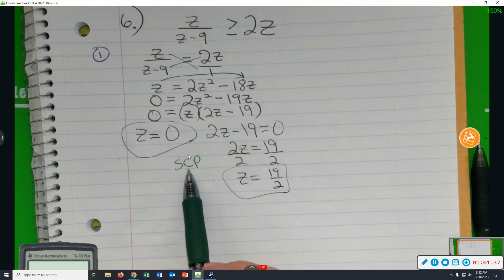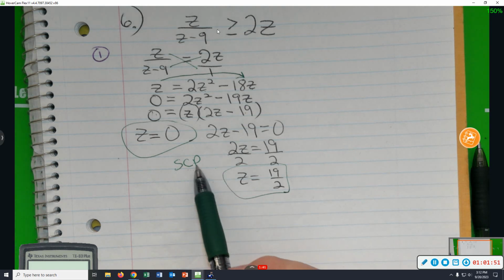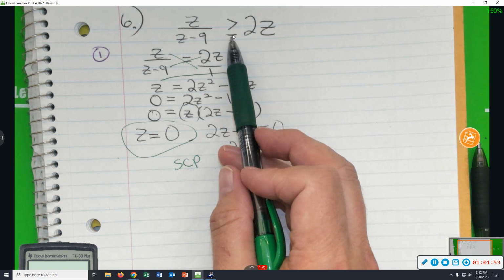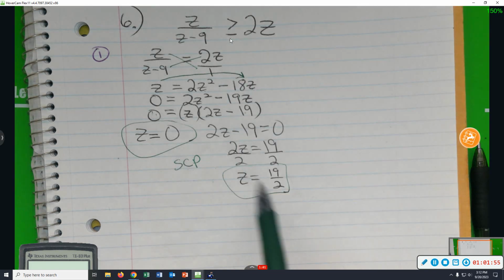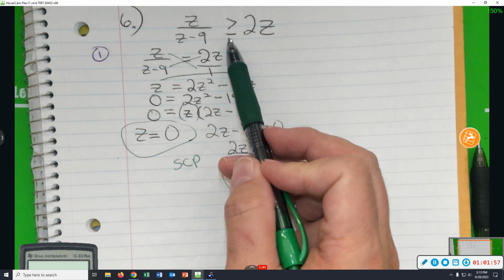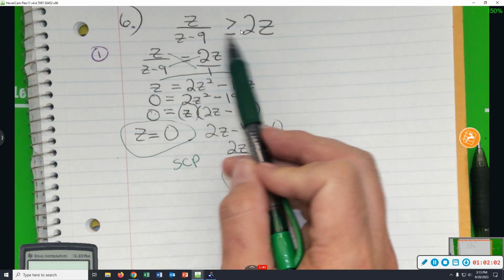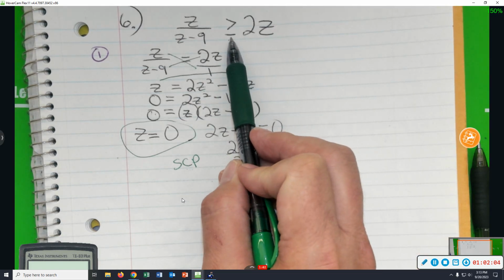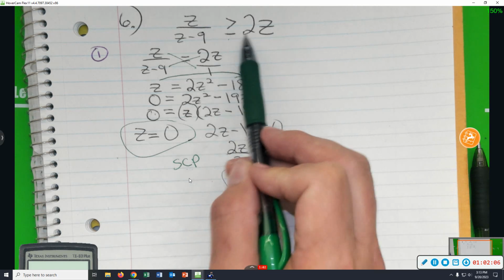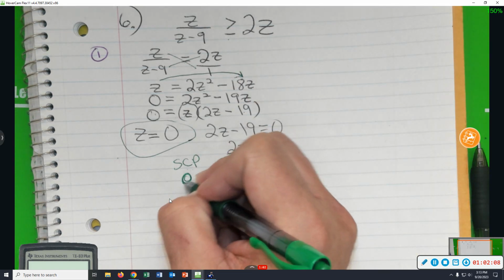Okay, for the solution cut points, open or closed? I heard both. I heard open and I heard closed. I'll tell you right now, one of those responses is correct. Closed because of the equal sign. These numbers make the left side equal the right side. 0 and 19 halves make the left side equal the right side. Is equality acceptable? Yes. You have that little horizontal bar. So that's going to be a closed dot.